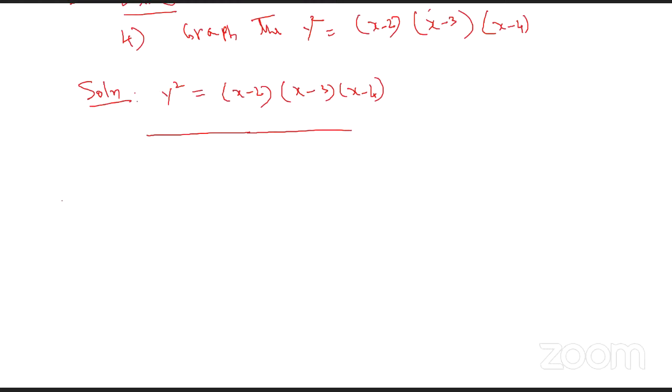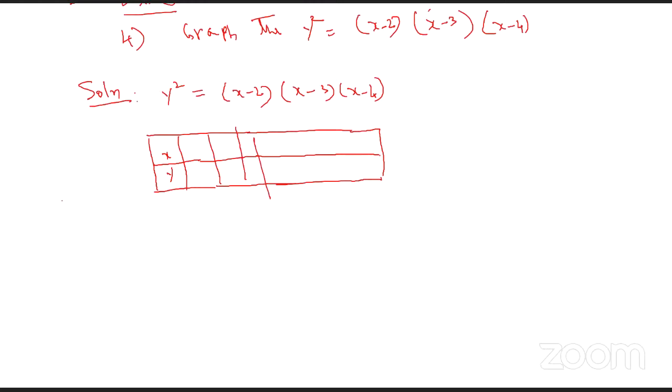Graph means we have to find out points and plot the points. This is x, this is y, with marks 1, 2, 3, 4, 5, 6, 7, 8, as many points as you can. First, suppose you take x equal to 0. What will y square be?